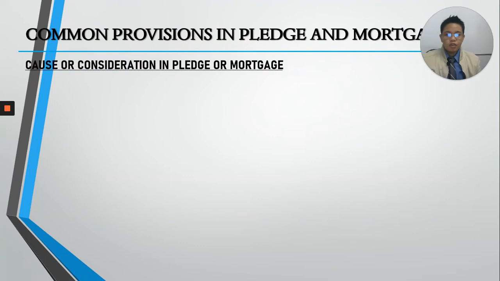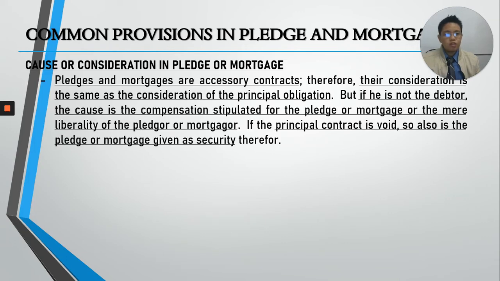Ang una dyan ay ang cost or consideration sa isang pledge or mortgage. Ano nga ba ang cost or consideration sa pledge at saka sa isang mortgage? So, because they are accessory contracts, remember, their consideration is also the consideration as that of the principal obligation. However, class, take note here that if yung nagsangla or nag-pledge is not the debtor, the cost is the compensation stipulated for the pledge or mortgage. Or pwede rin naman yung kabaitan lang talaga ng pledgor or mortgagor.